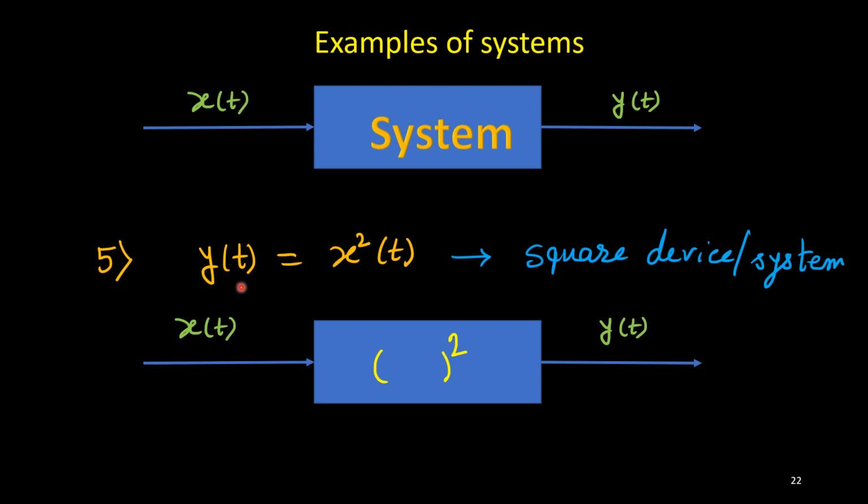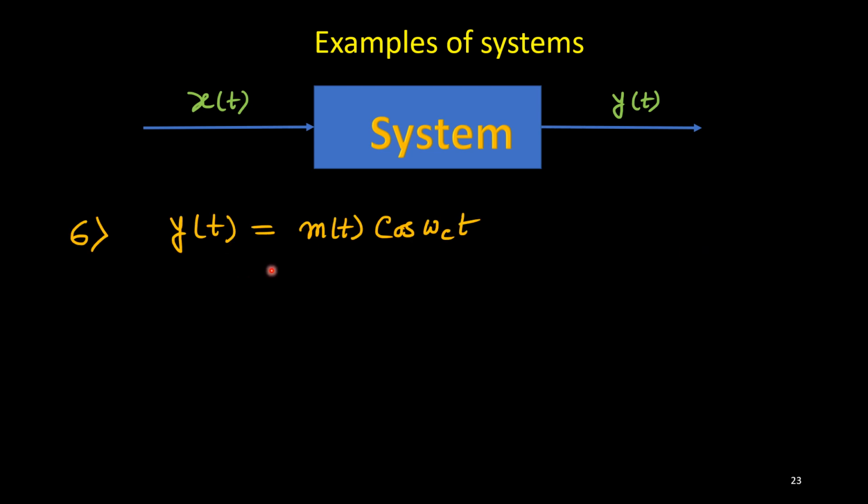Next one, y of t equals x squared of t. This is a square device, we write in this way. This is a square device, so the output is always the square of the input. This kind of square device we can implement using a diode also.